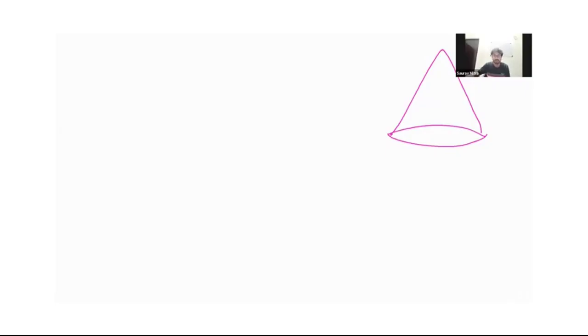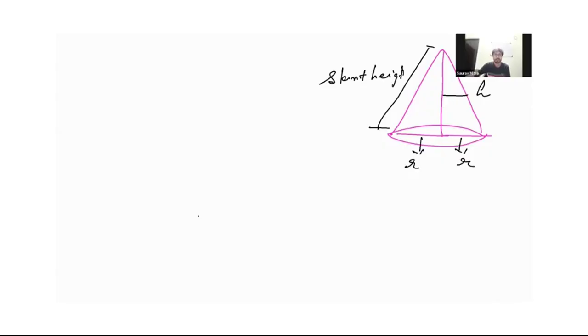So in a cone, we have dimensions like this. This is the height of the cone. This is the radius of the cone. And this side is called the slant height, L. This is your slant height, and it is known as L.